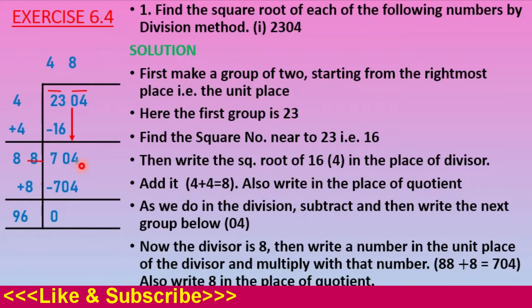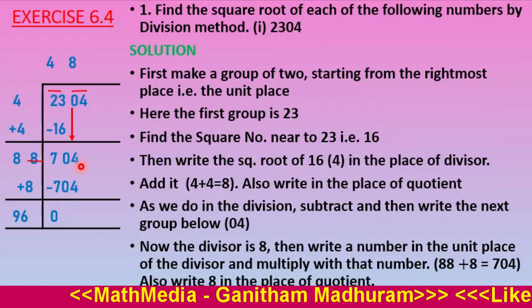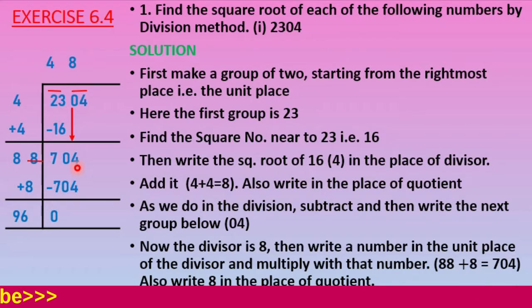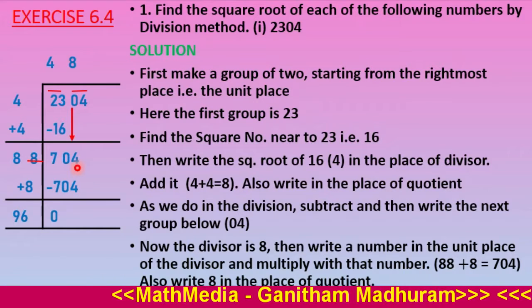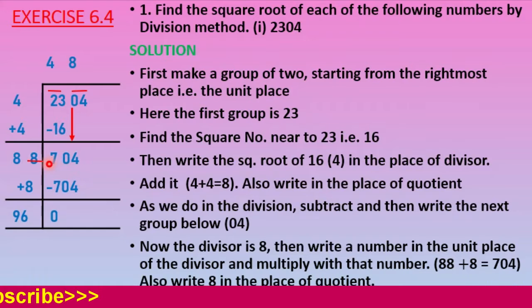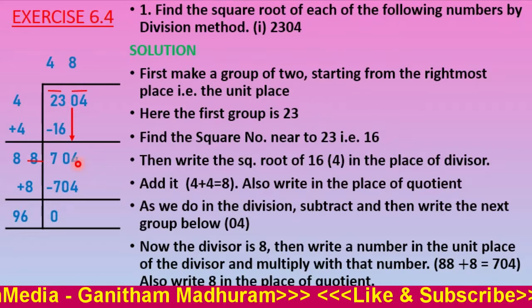So look at the dividend. Here 4 is in the unit place. Which number multiplied by itself will give 4? 2 twos are 4, 8 eights are 64. So if we do 82 into 2, it will come to 164, which is a very small number compared to 704. So we can go with another option, 8.